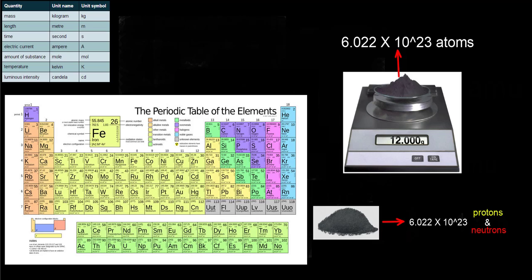So what this tells you now is if you were to weigh out 16 grams of oxygen, then that would mean you have 6.022 times 10 to the 23rd atoms or 1 mole of oxygen sitting in front of you. This is because we know oxygen has 8 protons and 8 neutrons in its nucleus. And we also know that each of those grams represents 6.022 times 10 to the 23rd protons and neutrons. So there's the mole. There's the amount of substance, fundamental unit.